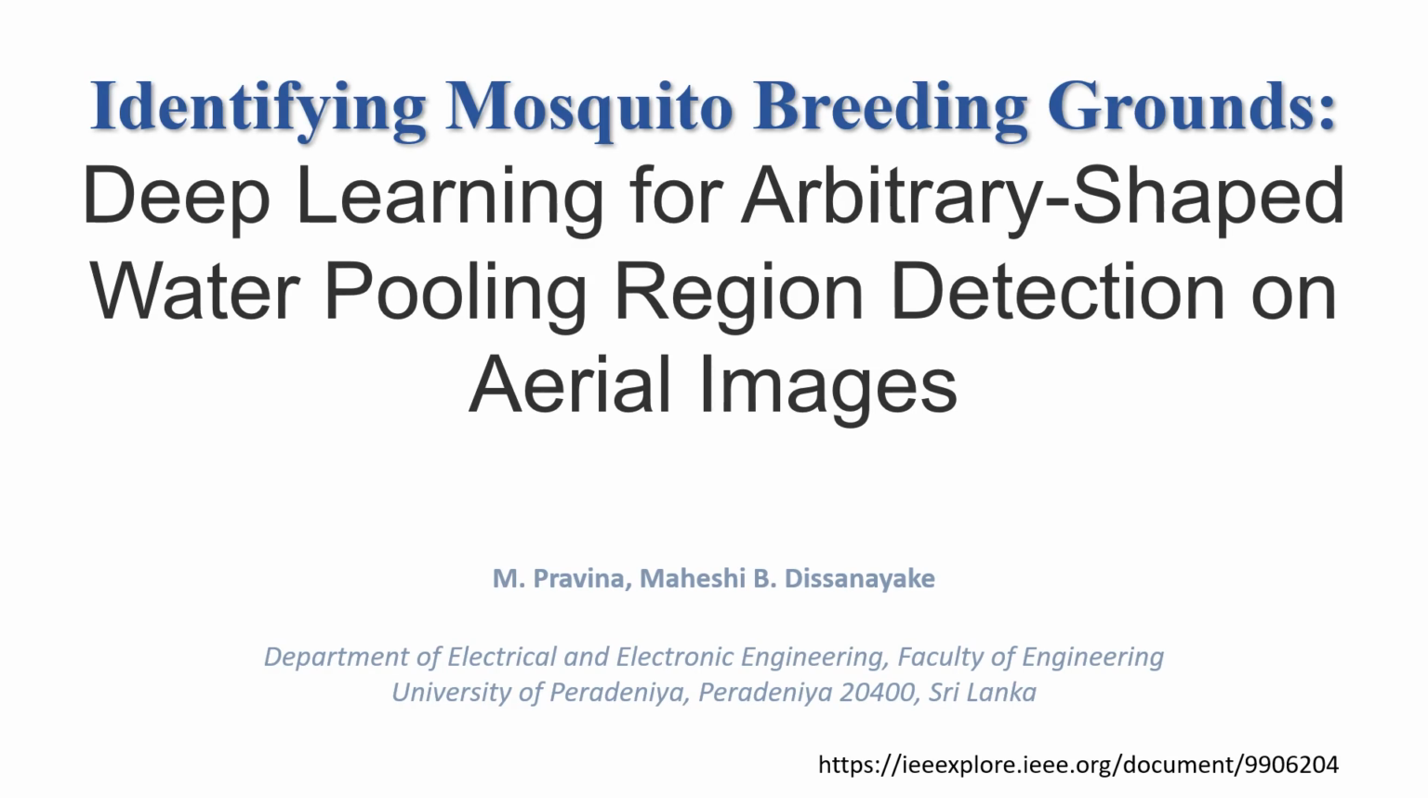Identifying mosquito breeding grounds. Deep learning for arbitrary-shaped water pooling region detection on aerial images. By M. Pravinaa and Maheshi Dissanayake. This research is already published at IEEE Xplore. Click the link for further information.